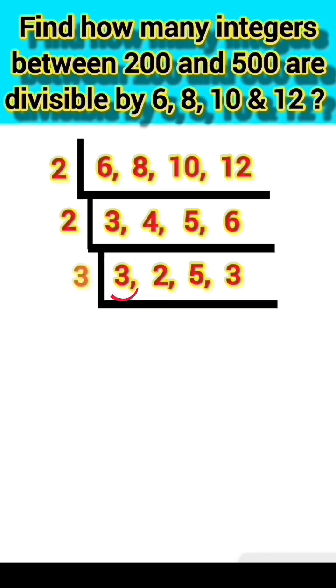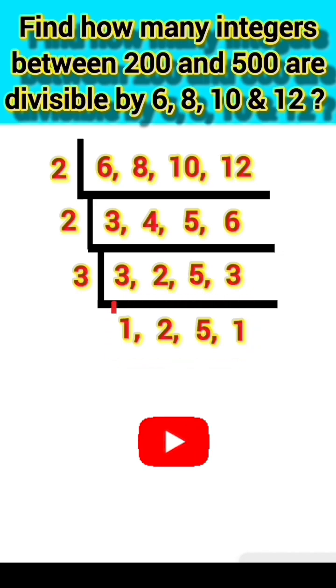Now here we have 3. 3 in 3 table, that is 3 1s are 3. The other number 2. 2 not in 3 table, we write down as it is. The other number 5. 5 not in 3 table, we write down as it is. The other number 3. 3 in 3 table, that is 3 1s are 3. We got 1 2 5 1.